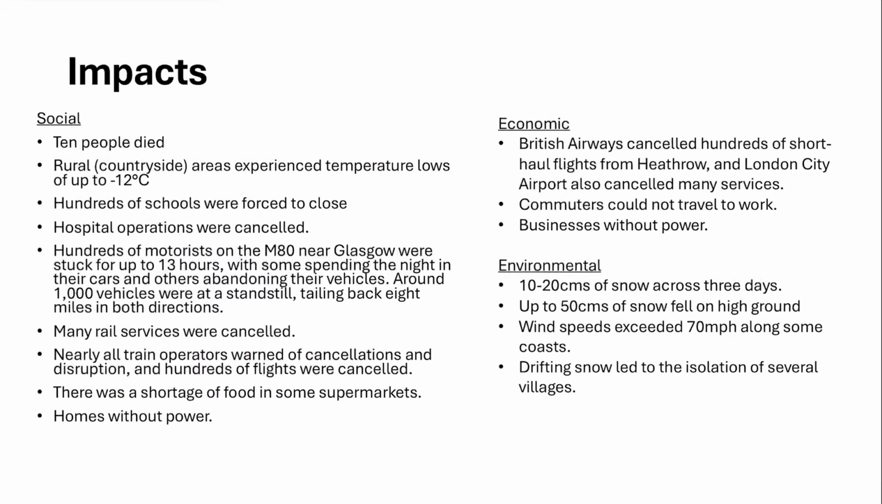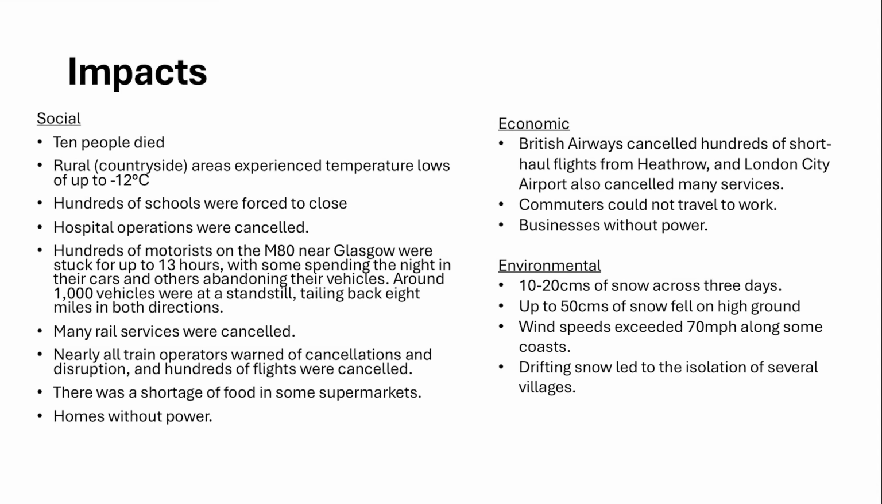Economic impacts here then, well, we had unfortunately flights cancelled from Heathrow, airports cancelled a lot of their services, they shut, commuters couldn't get to work, businesses without power. If I was explaining those in the exam, I would say that businesses without power means that they were unable to trade and therefore make money, which would be the way that I would explain that to get more marks. Environmentally then, we've got wind speeds exceeding 70 miles an hour, drifting snow led to villages being isolated, and 10 to 20 centimetres of snow across 3 days, which I think is my favourite fact.